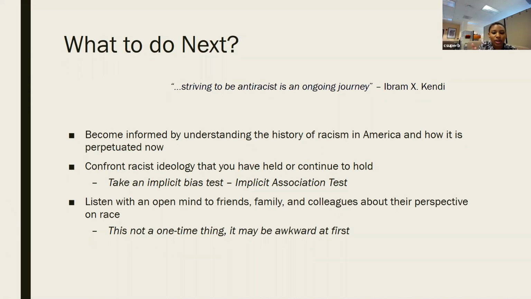Then you want to talk with people with an open mind about their perspective on race. And keep in mind, this is not a one-time thing, and it may be awkward at first because talking about race has been so taboo and it has been denied that, you know, it's not the natural thing to do outside of your immediate culture.